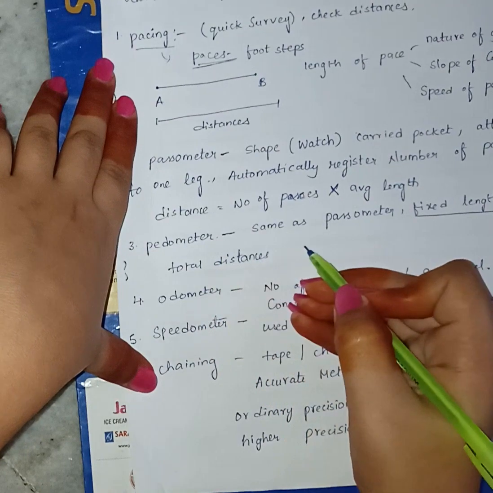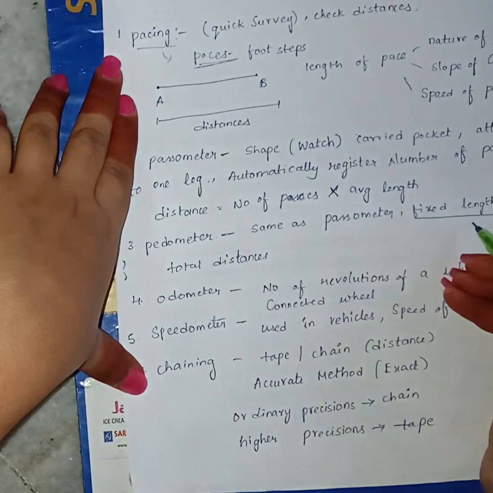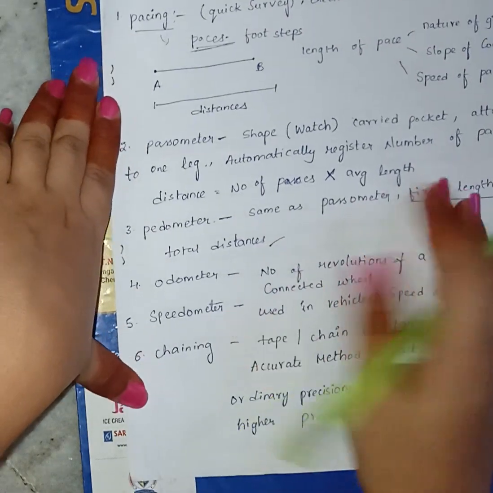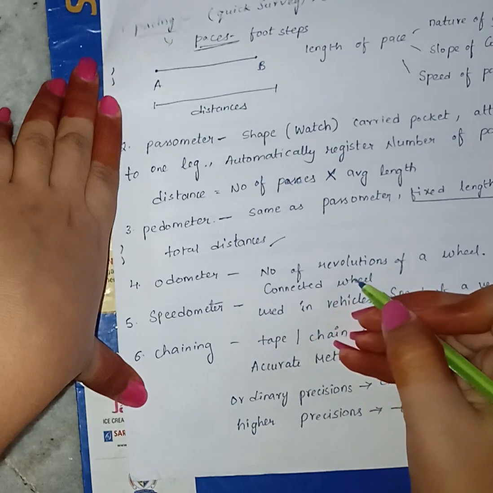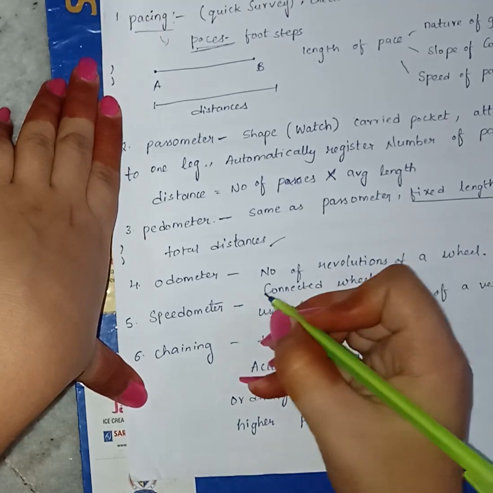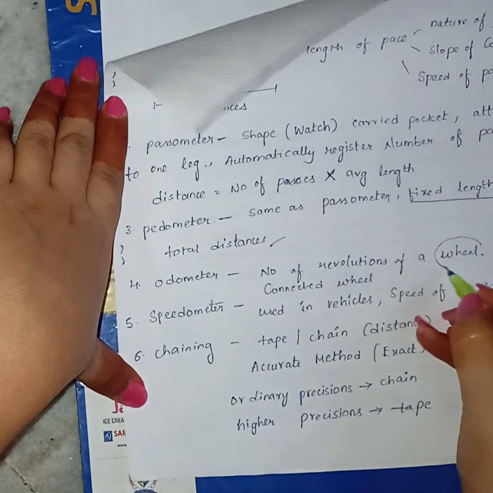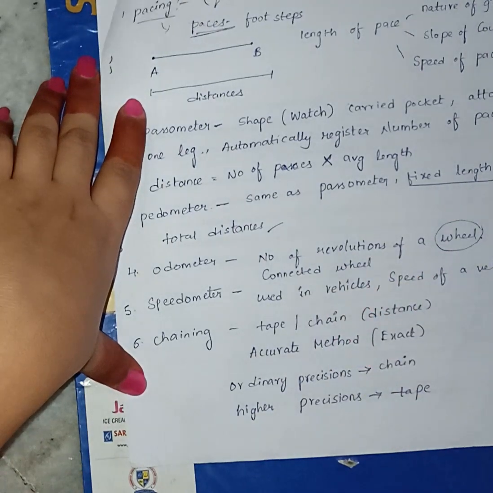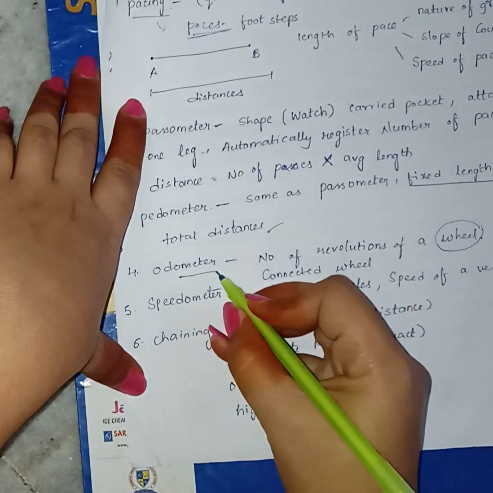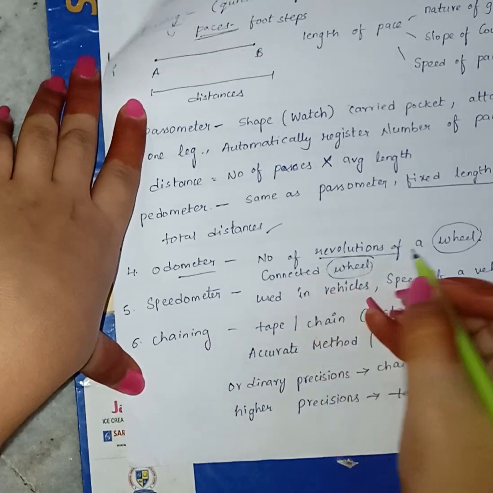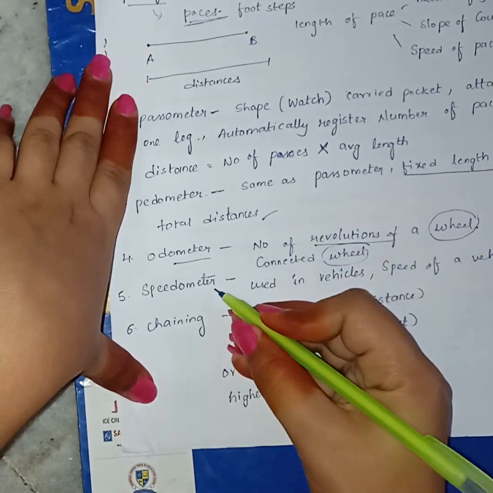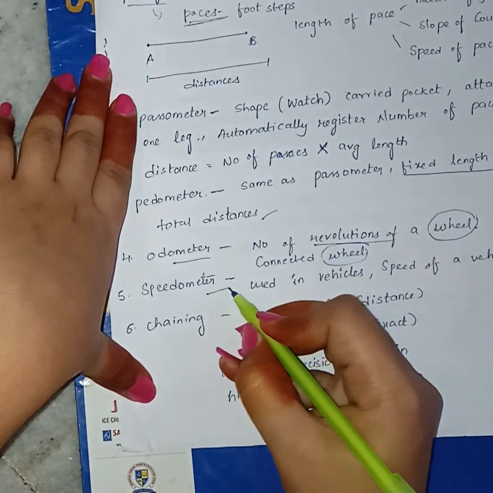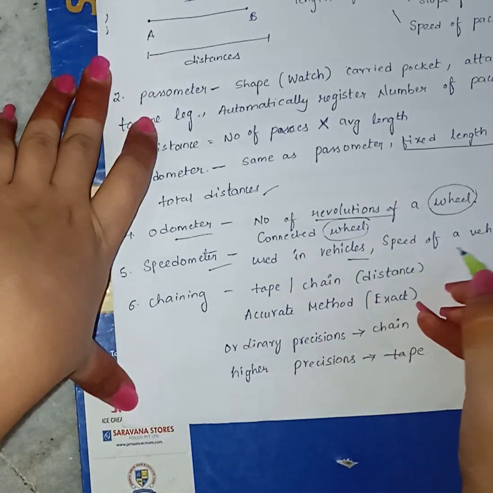Next is the speedometer. The speedometer is just the same as the passometer, but in the case of the speedometer, the length of the pace is fixed and the total distance can be calculated. Next is the odometer. It is used for calculating the number of revolutions of a wheel. The odometer is connected to a wheel, and by counting the revolutions, we can find the distance. The speedometer has the same principle, the number of revolutions of a wheel, and is used in vehicles for calculating speed.